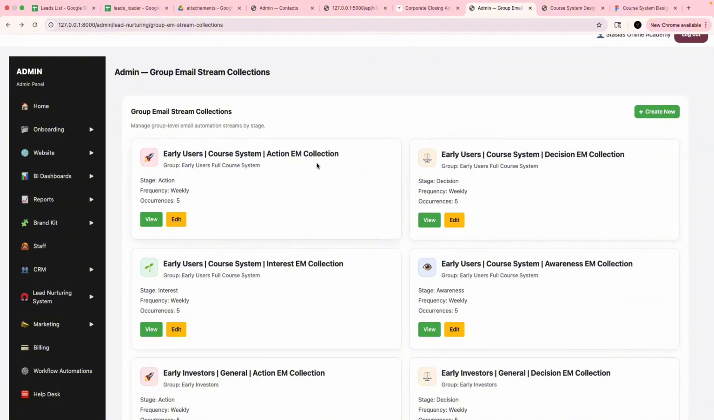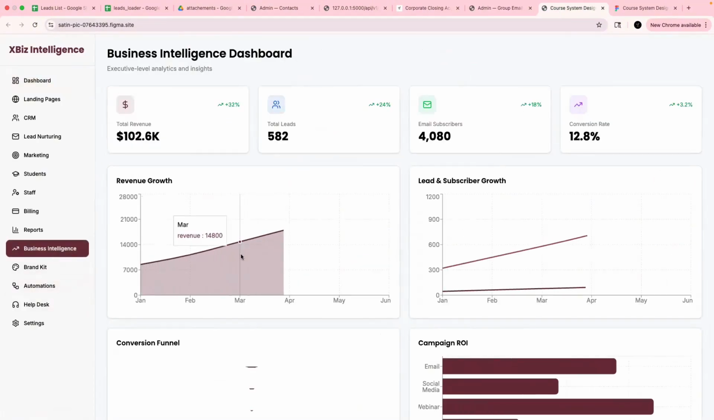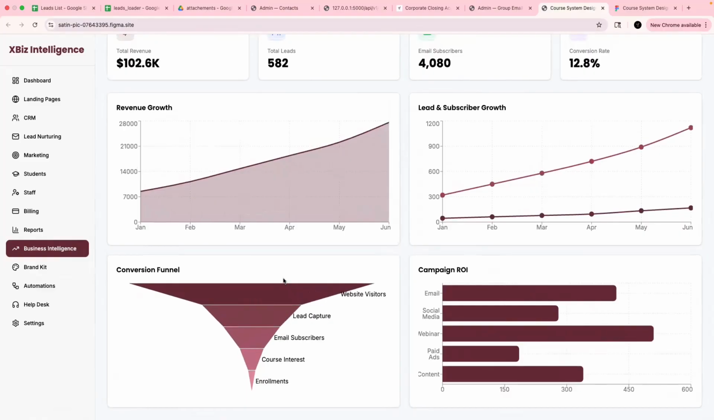So now we move them over to our action group, and now they're getting custom communication from us on a regular basis that speaks to them being in that stage, right? So you guys are starting to see the power of our lead nurture system. And if we go back to the client facing side of this, and if I go to business intelligence dashboards, and if you look at our conversion funnel, that's exactly what you're looking at, right?